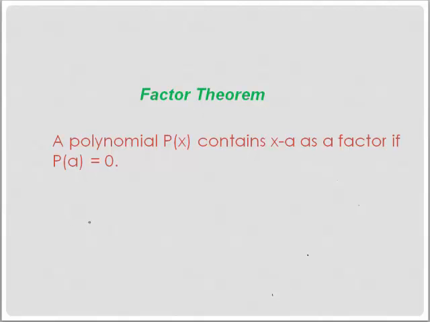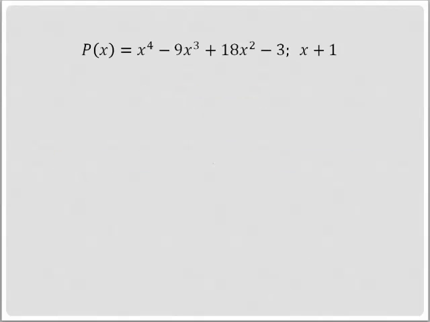Here's the factor theorem. Hope you did well on the last problem. A polynomial, p of x, contains x minus a as a factor if p of a equals 0. Well, we already did that one. You remember? And we came up with 0, and we said, yes, it's a factor. Well, now we're going to test for the factors. We're doing the same thing, really. We're just saying, yes, there's a remainder, or yes, it's a factor. But the process is exactly the same.